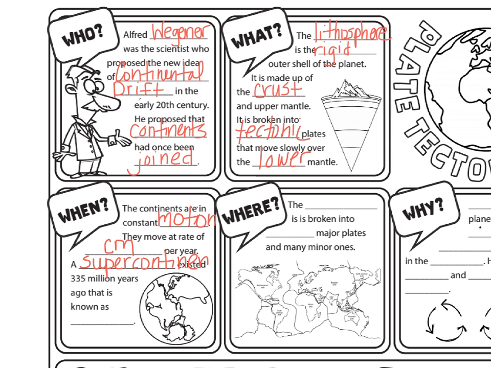Now this is a review from biology. You probably learned that the supercontinent was called Pangaea before. And so this picture here shows the supercontinent where all of the land masses were combined.